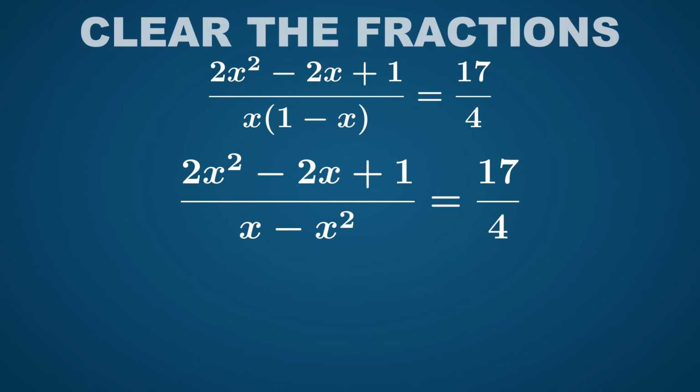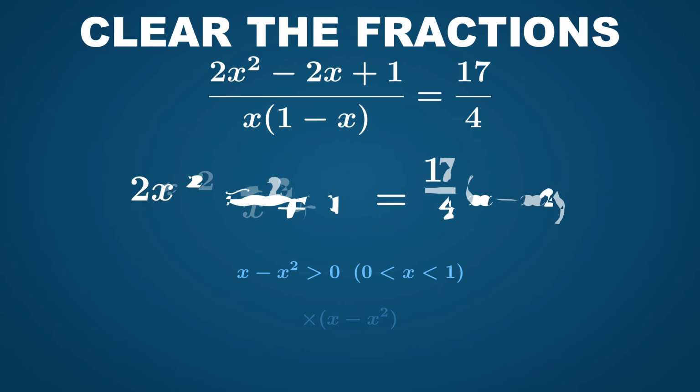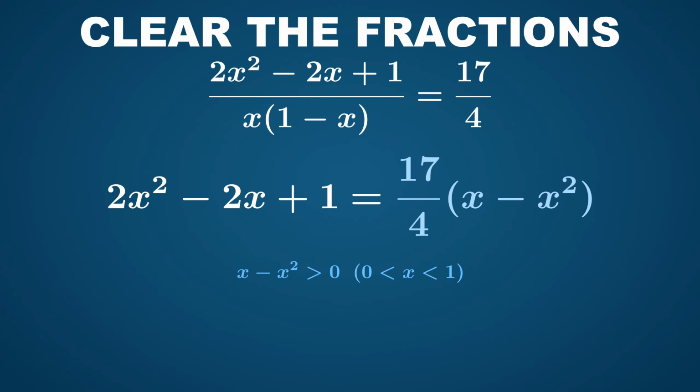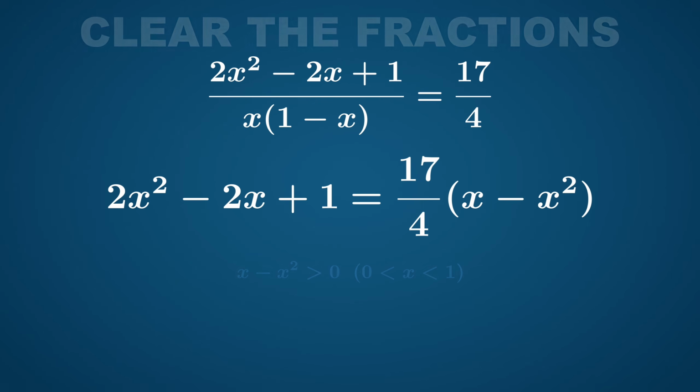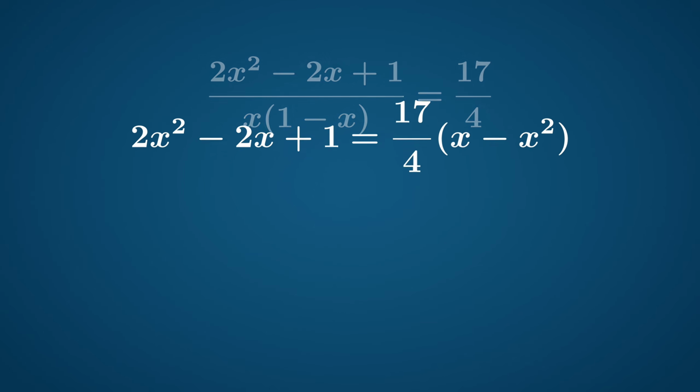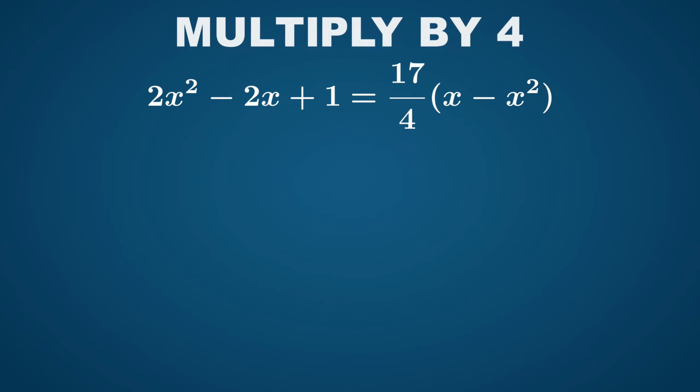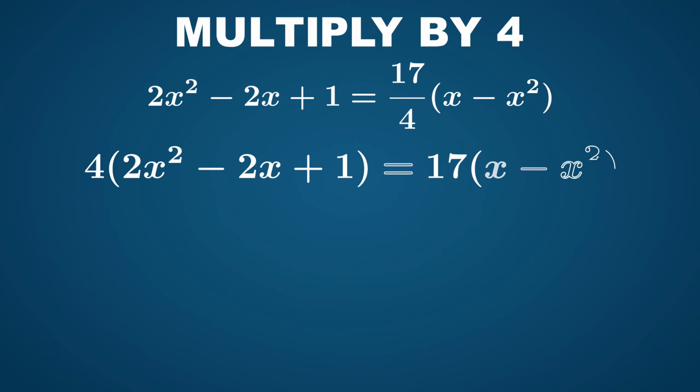To clear the fractions, we remove the denominators one at a time. Our denominator is positive, so we multiply both sides by it. That leaves 2x squared minus 2x plus 1 on the left. The right side becomes 17 over 4 times x minus x squared. Next we multiply both sides by 4 to remove the last fraction. The left side becomes 4 times 2x squared minus 2x plus 1. The right side becomes 17 times x minus x squared.